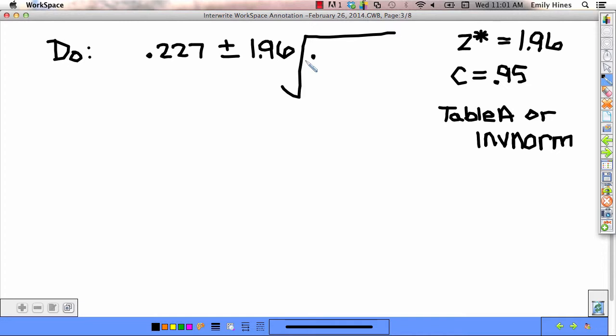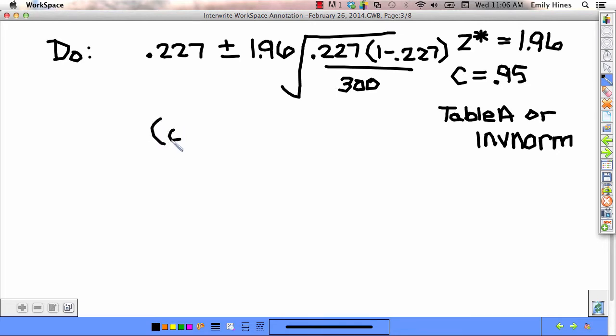okay, and this time, because I don't have a null hypothesis to use, I have to use my p hat value. So instead of being the 0.301 like it was in the test, it is 0.227 times 1 minus 0.227 divided by 300. So I plug this into the calculator, and I do this plus all this, and I do this minus all this, and I end up with this interval, which is 0.180, comma 0.274.